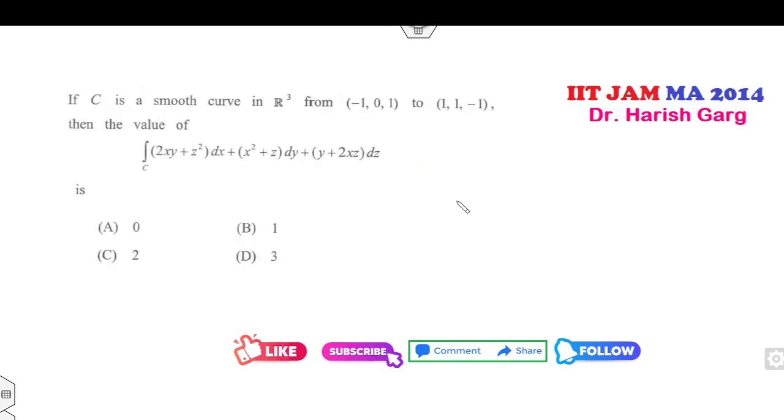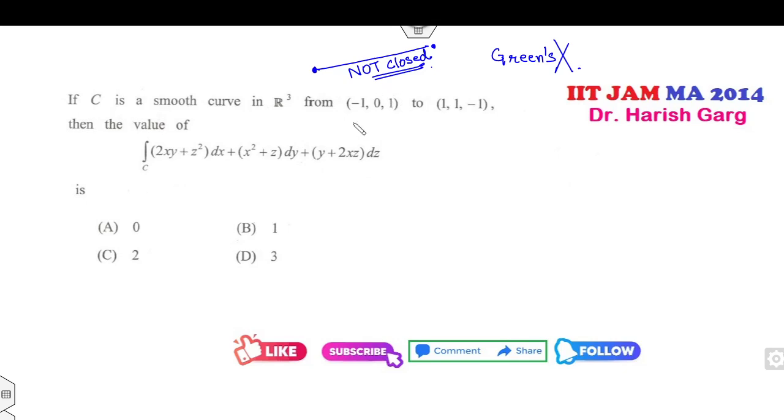Look at this another curve. Let's see the smooth curve from some point. This is the point from minus 1, 0, 1 to 1, 1, 1. So clearly, this is not a closed curve. Fine. So once it is not closed, can you apply the Green theorem? Definitely not.